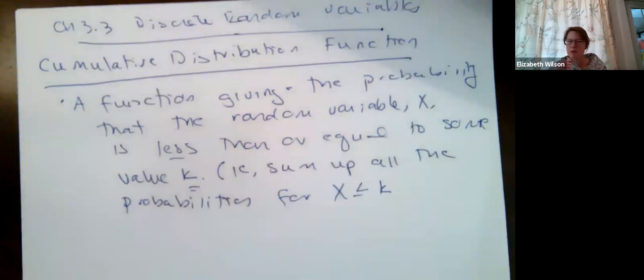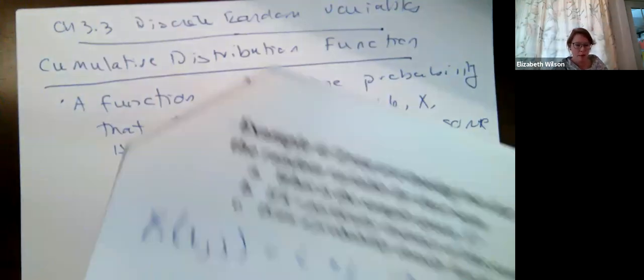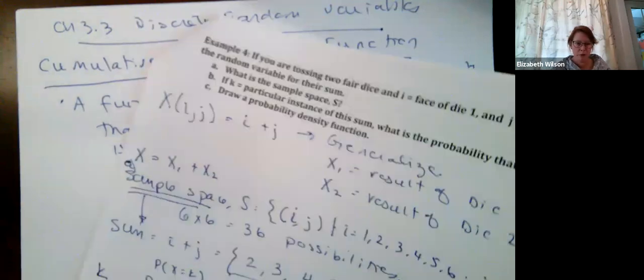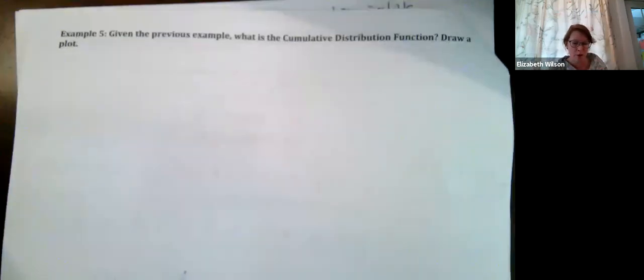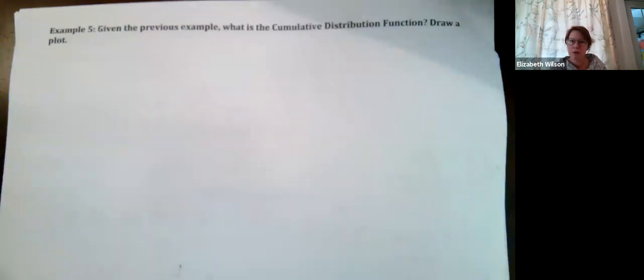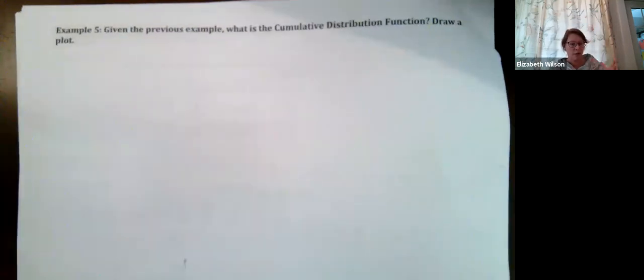Maybe it doesn't quite make sense, but we're actually going to build one based on the previous example that we just did. This is still chapter 3.3, so I'm looking at the next page, which is example 5. So given the previous example, what's our cumulative distribution function? I've got die 1, die 2. I'm going to throw these dice, and I get 1 through 6 possibilities of an output on each.